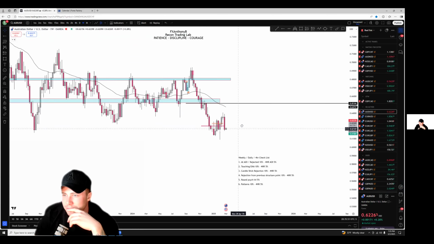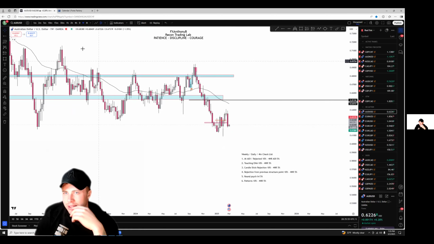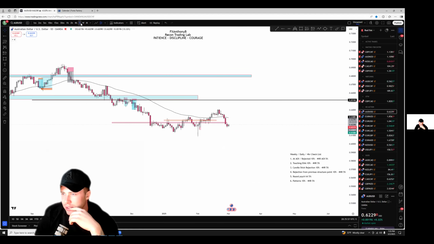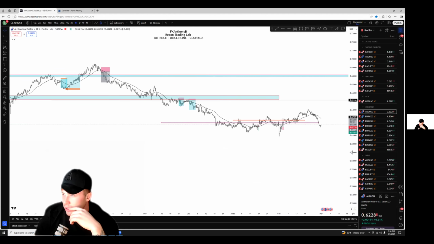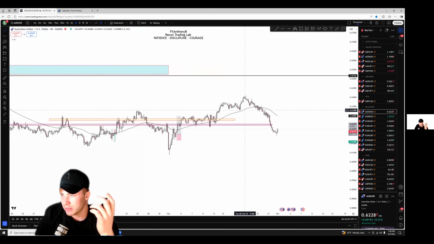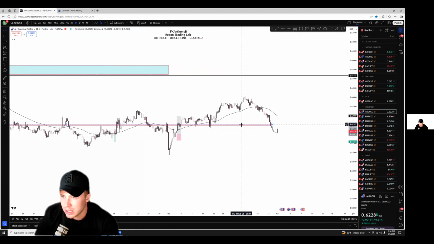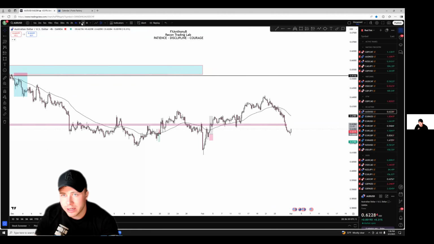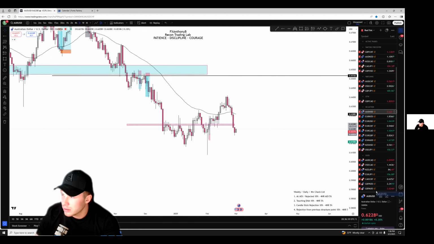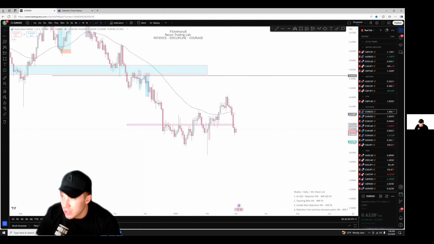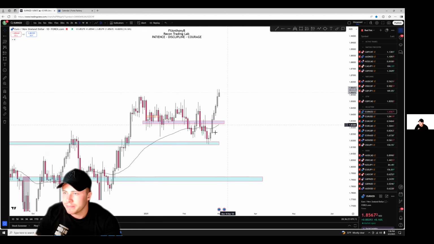AUD USD, same thing. Its weekly's way down there, 4 hour. We could see on this one you could see the pullback into this 4 hour area of interest. There's one here too, but also now you're below a daily area of interest, it looks like. No good.